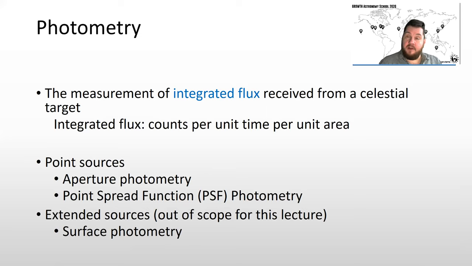These techniques are useful if you're looking at point sources like stars. If you're talking about an extended source, like a galaxy, for example, you have to use a different technique, such as surface photometry. But this is a transient lecture in a time domain course, so I'm considering the photometry of extended sources to be out of scope for this lecture.